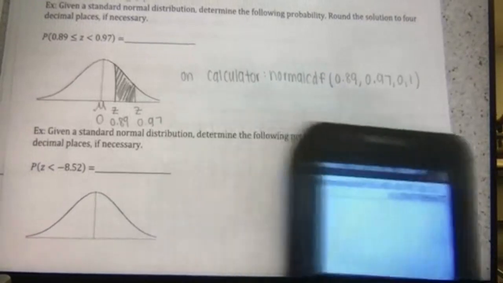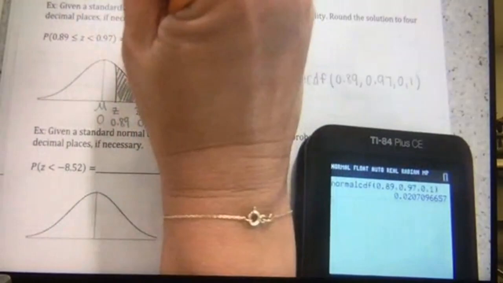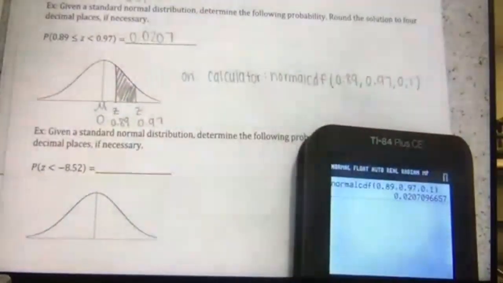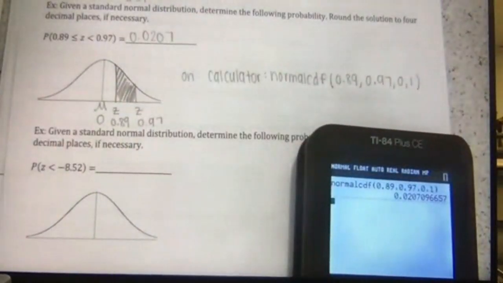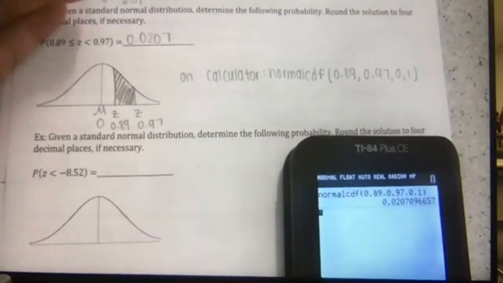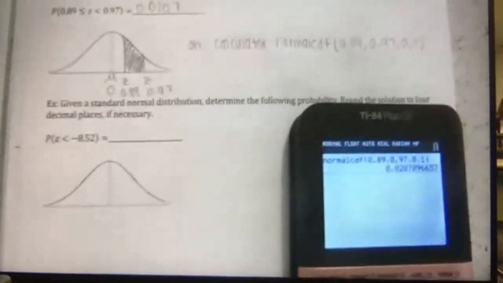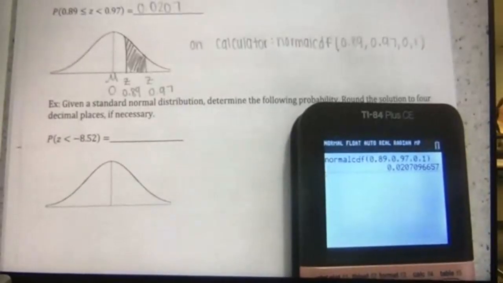Boom, there's our 0.02070, which would round to 0.0207. So remember I said on these three, our z values were decent enough that we could use our table if you wanted to, or the calculator, your choice. But let's look at the next one.